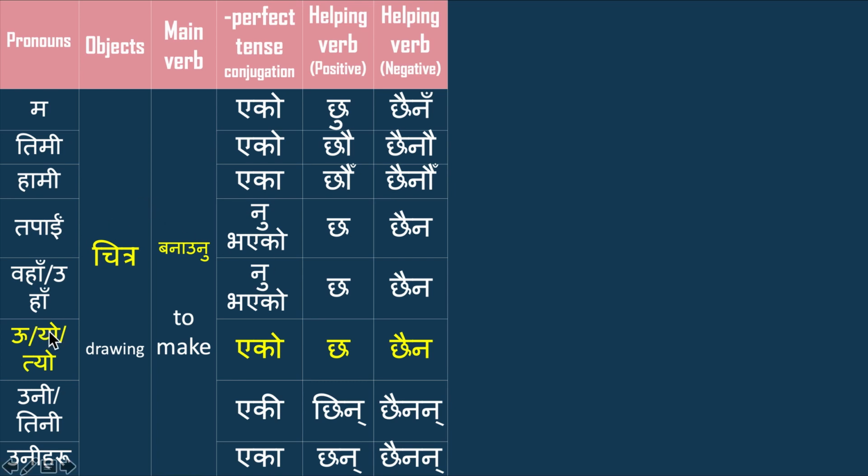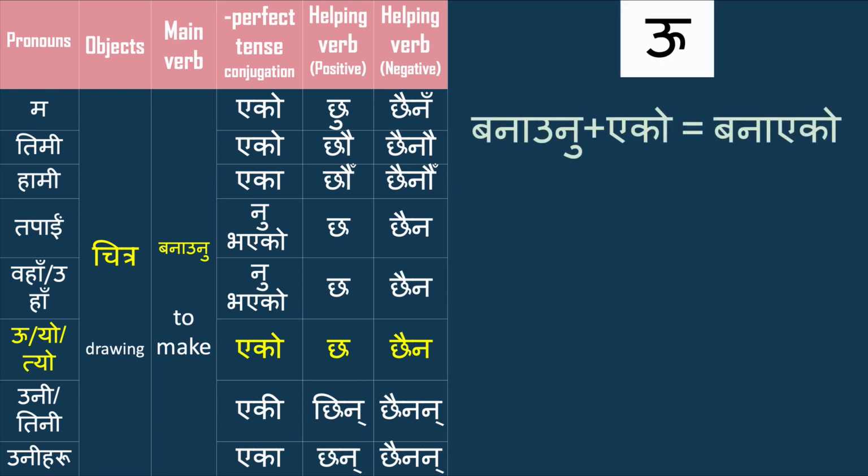Okay, let's do for u, yo, tyo. Here I have used object as chitra, which means drawing. Banaunu means to make. Eko cha, chaina. So here comes the unu verb, which is the third categorization of verbs. So let's see how the change occurs in this kind of verb.